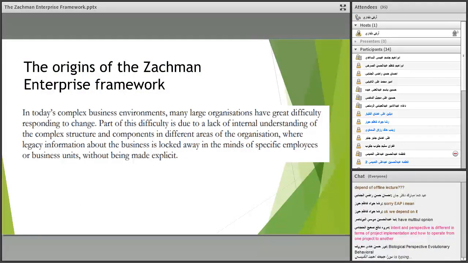The question was, what do we mean by different perspectives of an enterprise?